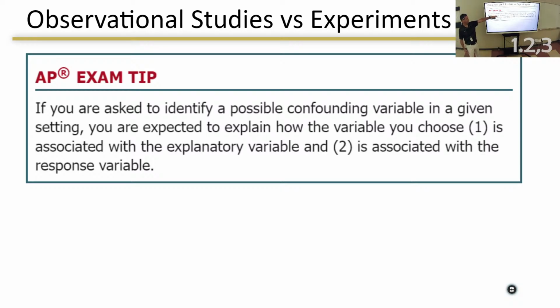If you're asked to identify possible confounding variables of a given setting, you are expected to explain how the variable you chose is associated with the explanatory and the response. And I said that just a second ago. Again, students misuse that a lot. They'll associate it with the response, and they'll forget to link it to the explanatory.